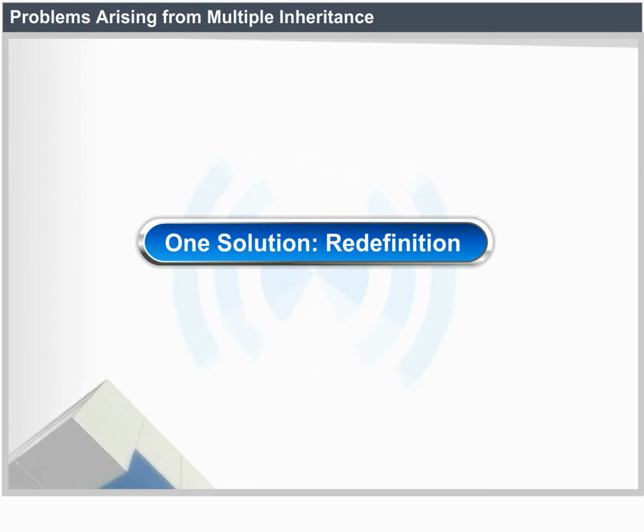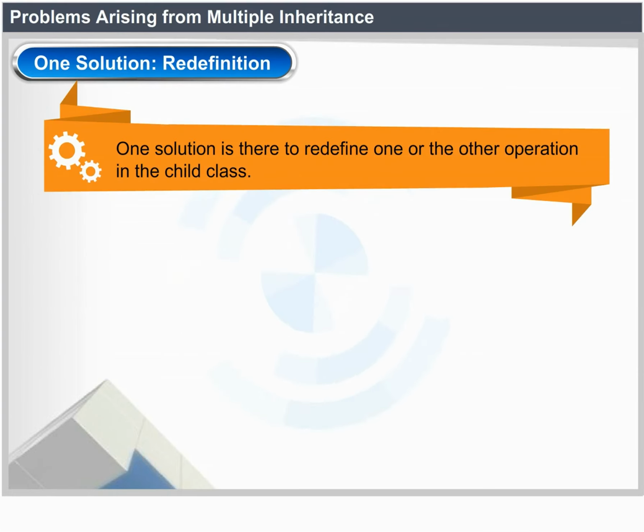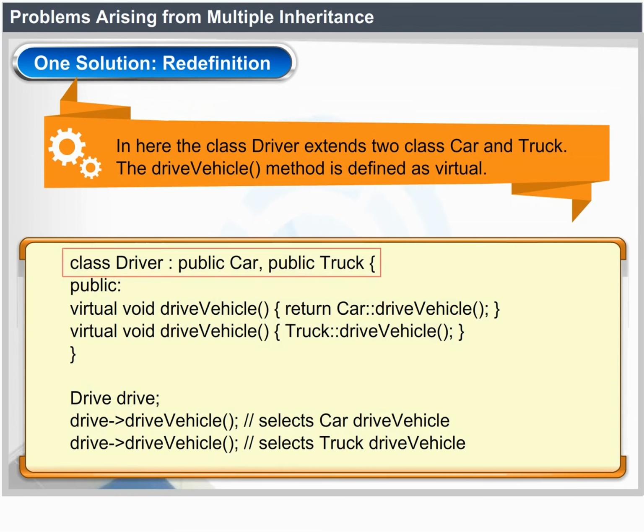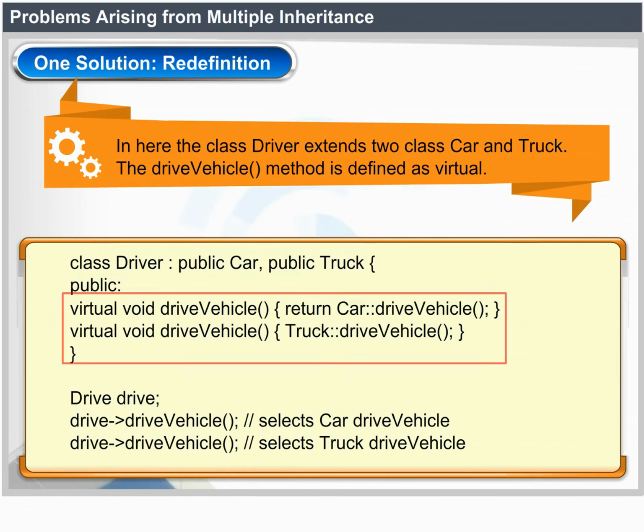One solution, redefinition. One solution is to redefine one or the other operation in the child class. The example given below shows the multiple inheritance concept. Here the class Driver extends both class Car and class Truck. The driveVehicle method is defined as virtual.